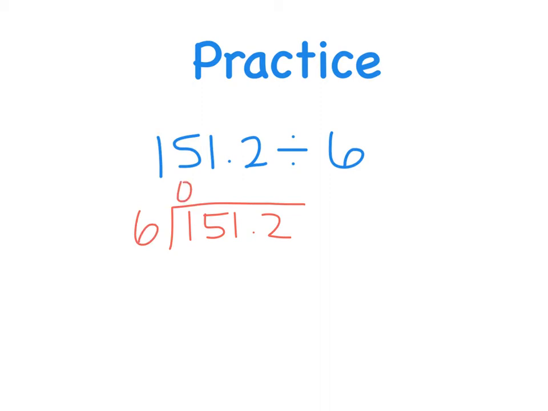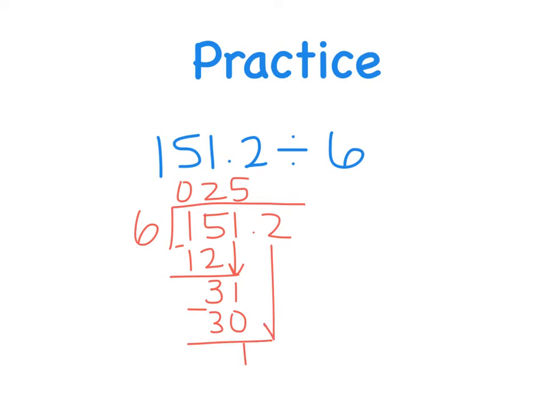6 cannot go into 1, but it goes into 15 twice, which is 12. And I have 3 left over. I bring down my 1. 6 goes into 31 5 times, which is 30. I have 1 left over.